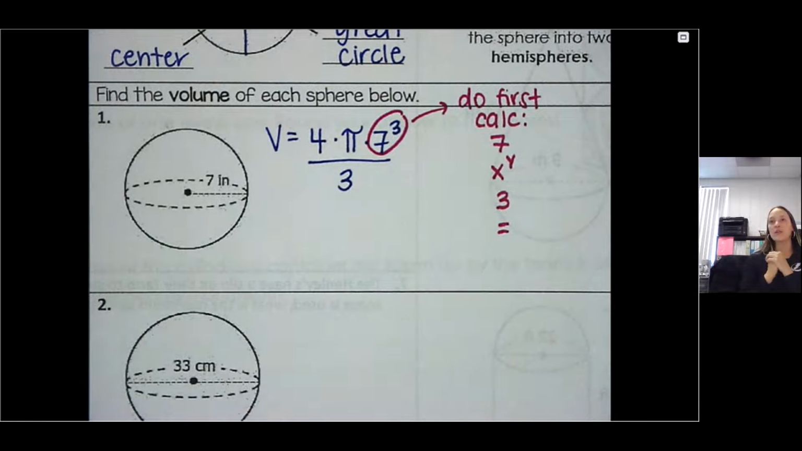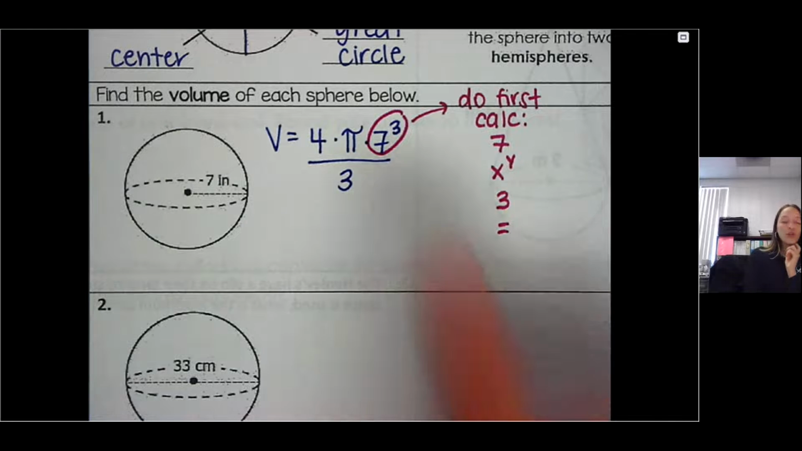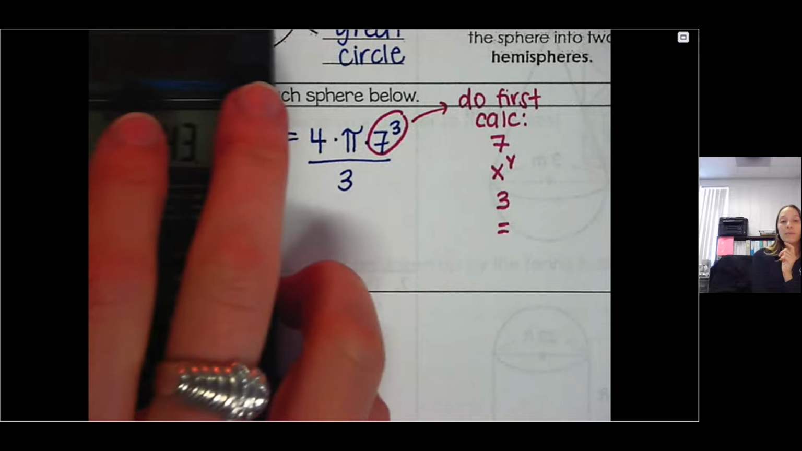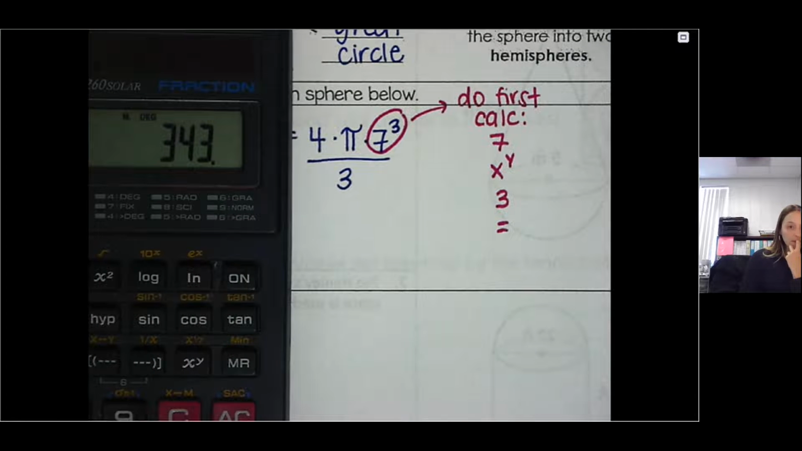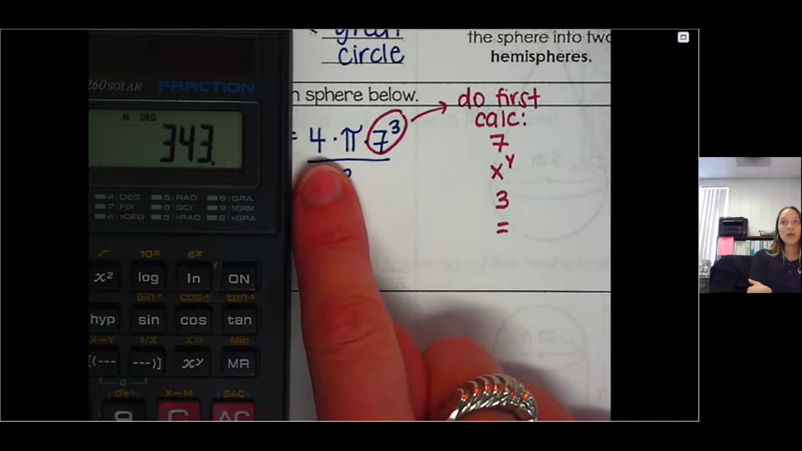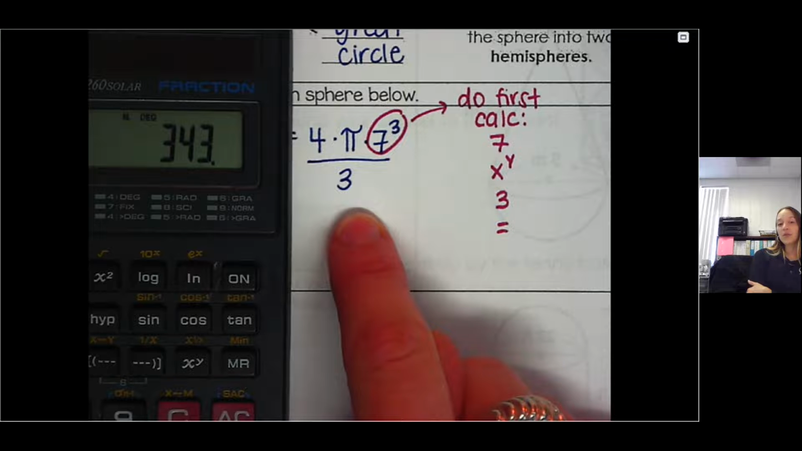If you're using your own, that's a little different. And actually, I think if you have an iPhone, I think it's also the X to the Y button as well. So you're going to do this part first because order of operations says we do exponents first. So you'll do 7 to the third power, which I got 343. And then you'll multiply times everything on top. So you'll multiply that number times pi and times 4. And then you'll divide that whole number by 3.